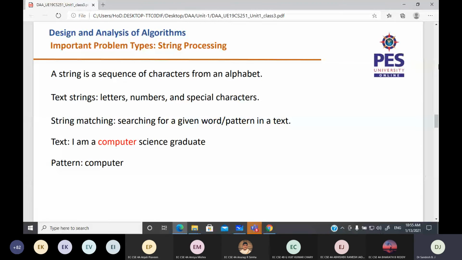There are several algorithms which we are going to discuss in this course. Right, so we are going to see a brute force algorithm, the Boyer-Moore algorithm, and Horspool's algorithm. There are different algorithms which we are going to discuss in this course. Such problems are called string processing problems.